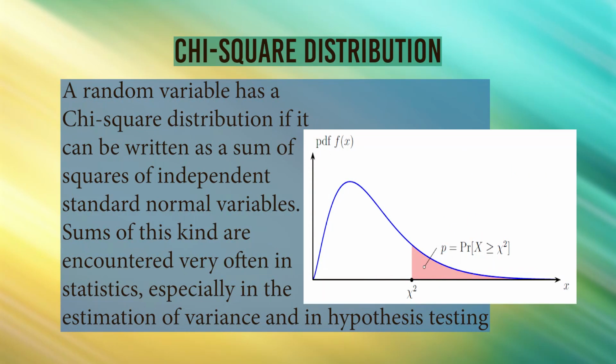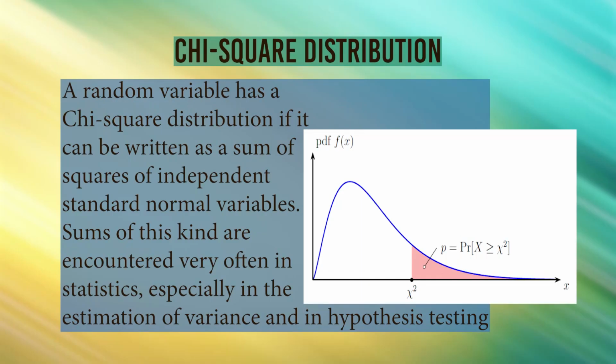A random variable has a chi-square distribution if it can be written as the sum of squares of independent standard normal variates. We know standard normal variates, the variates have to be independent. The sum of squares of such variates will be a chi-square variate, or will follow a chi-square distribution. Sums of this kind are encountered very often in statistics, especially in the estimation of variance and in testing of hypothesis. You can see the curve of a chi-square distribution on the screen. You can see it's a positively skewed curve and it varies from 0 to infinity.